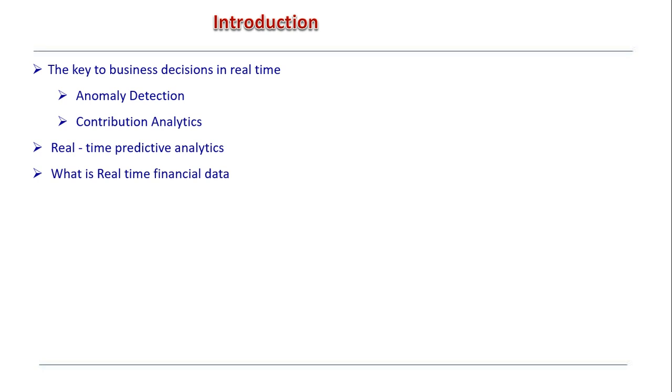Introduction to this project: the key to business decisions in real time. One of the driving factors greatly responsible for transforming the banking industry is artificial intelligence technology. The key features of artificial intelligence technology that lead to advancements and smarter results are anomaly detection and contribution analytics.